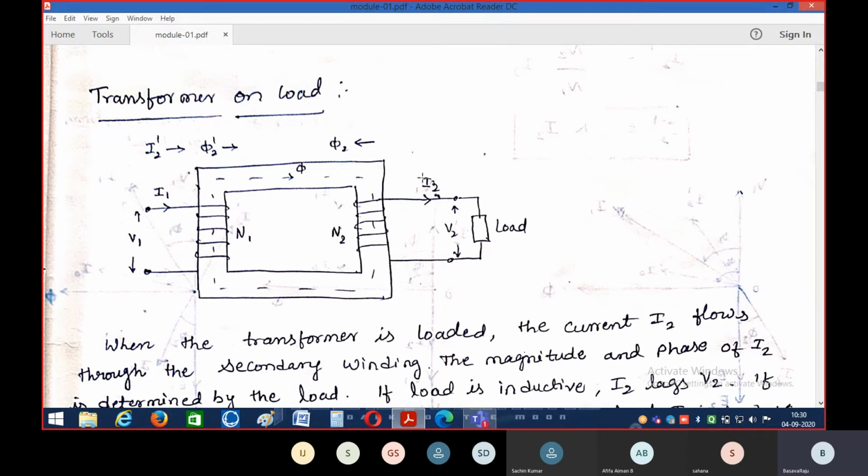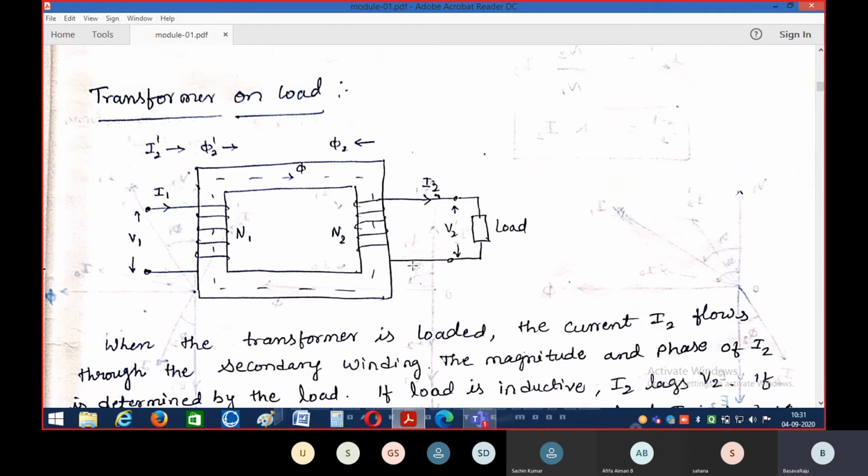Whenever this I2 current flows, there will be one more flux that comes into the picture, phi 2. Phi 2 is the flux due to the load current flowing through the secondary terminals. This phi 2, represented with respect to the primary, is phi 2 dash. So in the primary winding, the flux we will have is phi 1, equal to phi 2 dash plus phi 0. Hope it is clear to all of you.